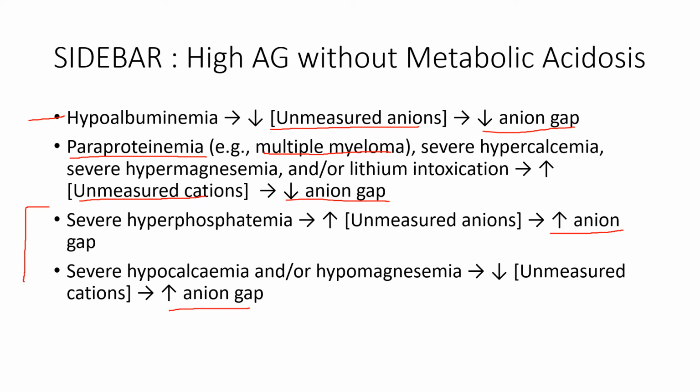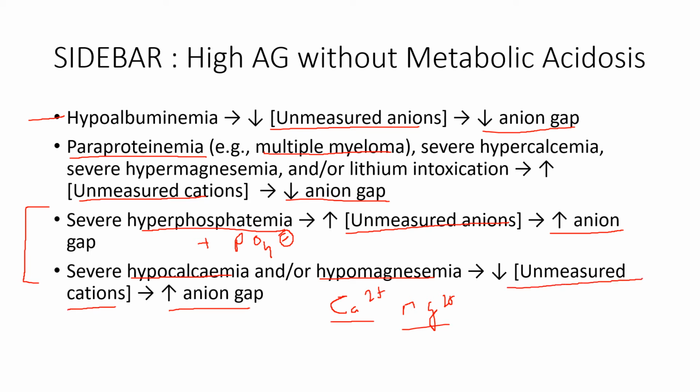Now, if you want to increase the anion gap, you can do things like have high phosphate, so hyperphosphatemia. Phosphate is actually negatively charged, so you increase unmeasured anions. And the low calcium or low magnesium, which are 2+, right? These ones are decreasing the unmeasured cations, which increases the anion gap as well. So if you decrease cations, or increase anions, then you have an increased anion gap, right? And the opposite goes for decreased anion gap.